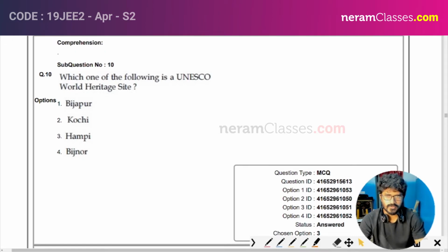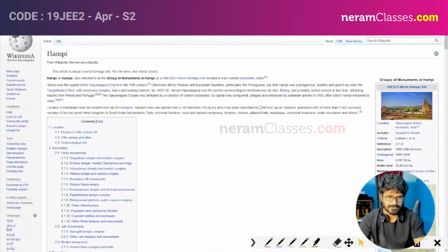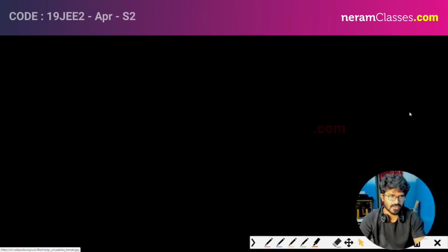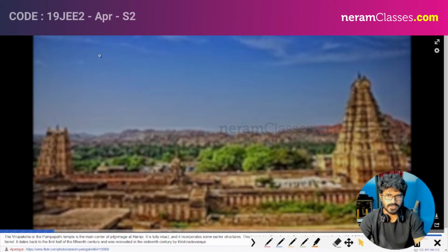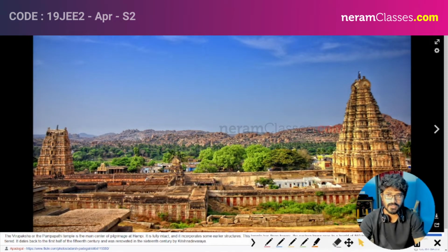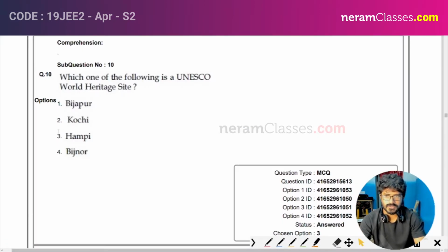Question number 10: which of the following is a UNESCO World Heritage Site? Bijapur, Kochi, Hampi, Bishnor. In India, there are two cities which come under UNESCO World Heritage Site. One is Hampi, another one is Ahmedabad. Hampi is a city full of historical monuments. Here you can see it's under Vijayanagara in Karnataka. So the entire city is a UNESCO World Heritage Site. So the answer for this question is Hampi, third option.